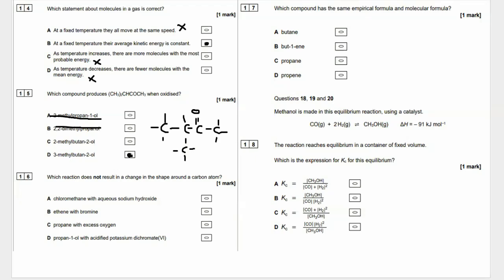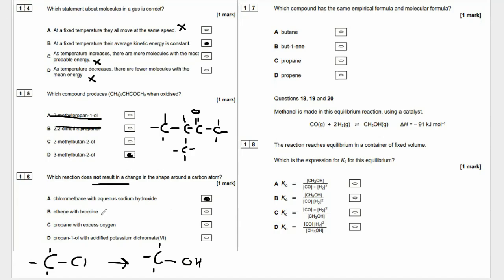Okay. 16. Which reaction does not result in a change in the shape around a carbon atom? So which one do we not get a change in shape? So chloromethane with aqueous sodium hydroxide, let's just check this one out. We've got chloromethane like that, and then that is going to become the alcohol. They're both going to have the same shape, tetrahedral. So there's no significant difference there.